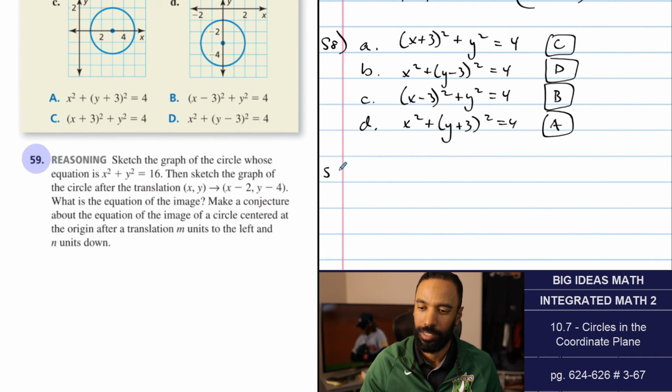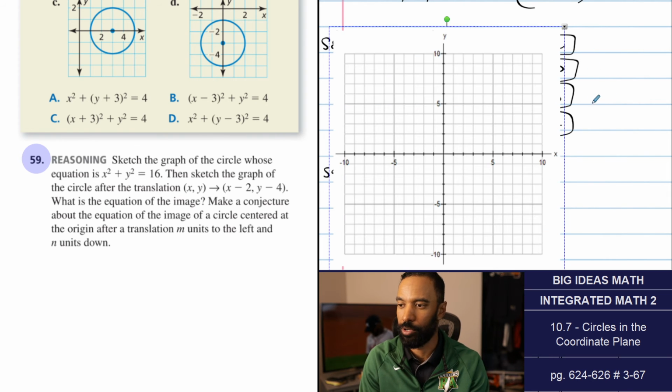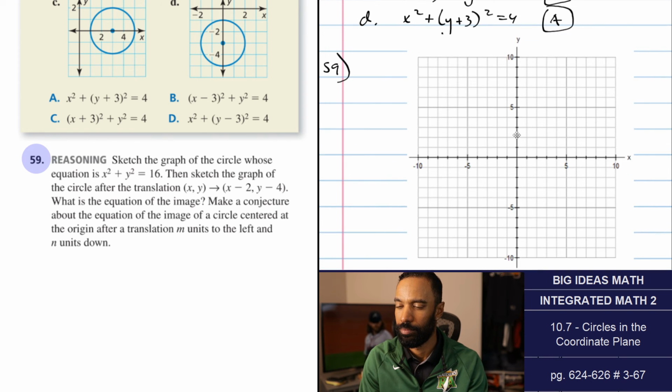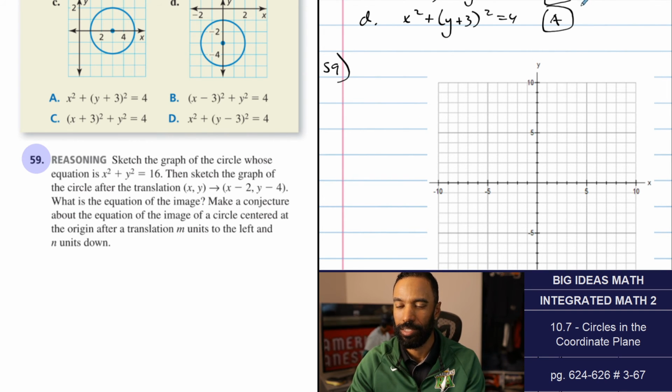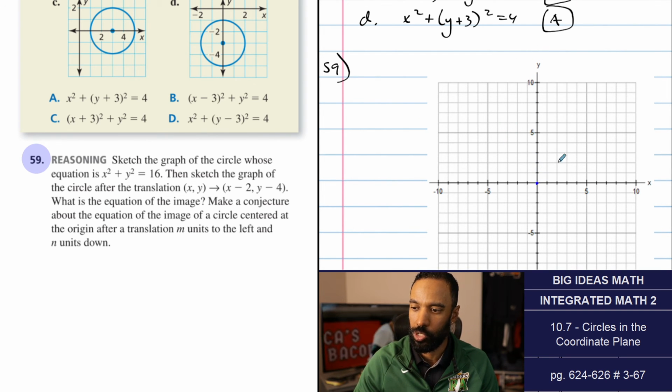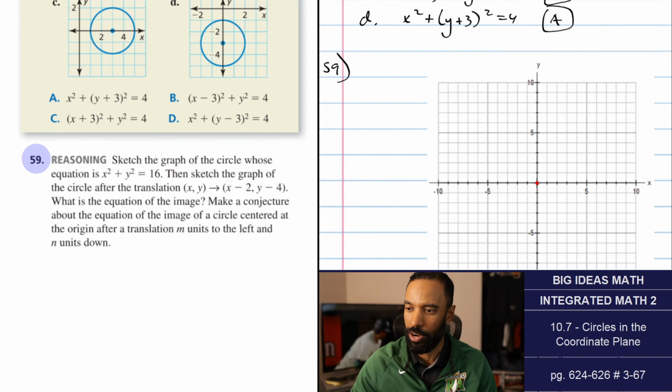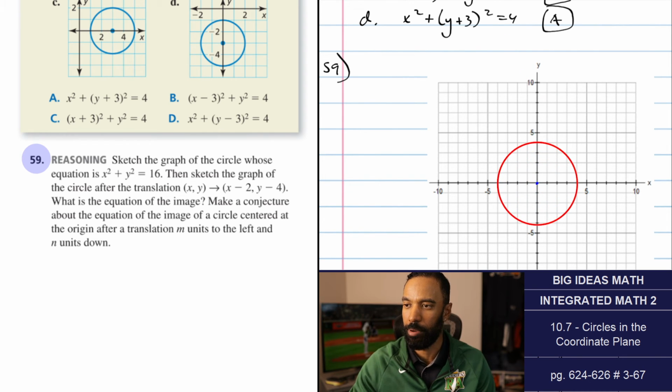Done. I will do that for you, sir. Looks like we need more graphs than just 10. X squared plus y squared equals 16 should look like a center at the origin. And in red, apparently, we will go like that. Let's change it to blue.